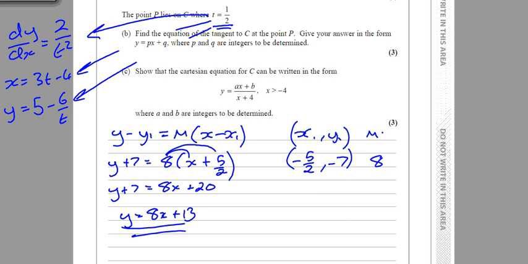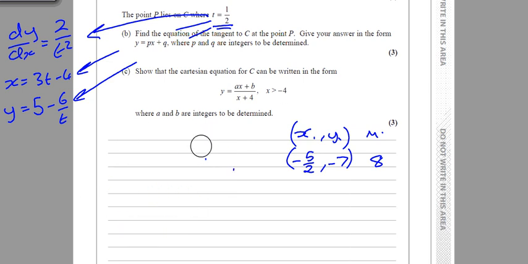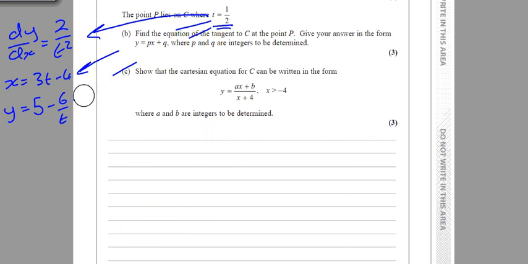Okay, so part C. Show that the Cartesian equation for C can be written in that form there. Now, the Cartesian equation just means that what we need to do is get rid of the t's and just have y's and x's. That's what a Cartesian equation is. So we know, if we scroll up, so we've got some more room now.